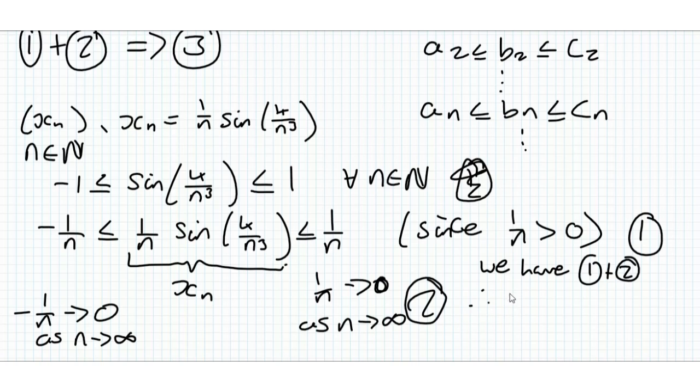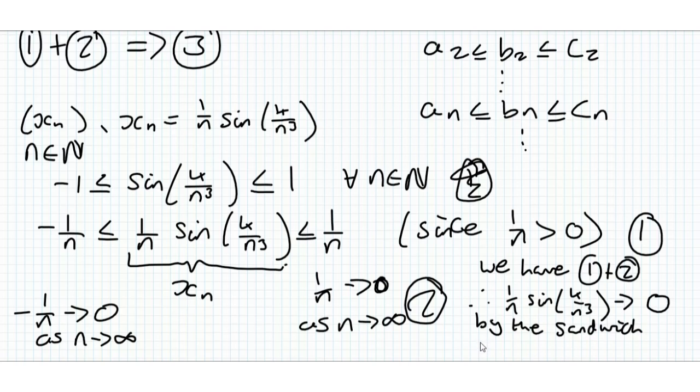Therefore, 1 over n sine of 4 over n cubed tends to 0 by the sandwich theorem. As I say, you could call it the squeeze theorem.